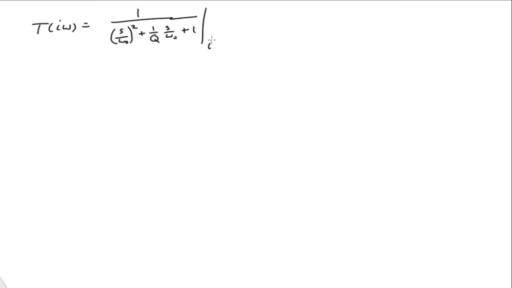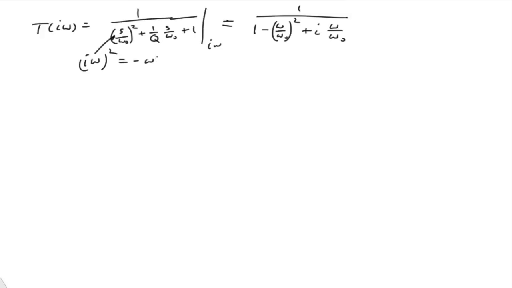Now I'm going to evaluate that at i omega, and that becomes 1 minus omega over omega naught, quantity squared. There's a 1 over all that, plus i omega over omega naught. I hope we see how we got that. When I plugged in the i omega there, when we square it, that becomes negative omega squared, and that's where that negative comes from. So we see here that's the real part, and then here's the imaginary part.